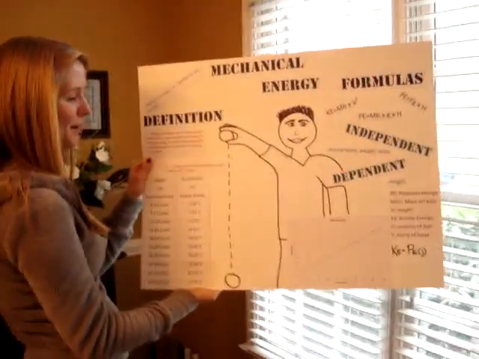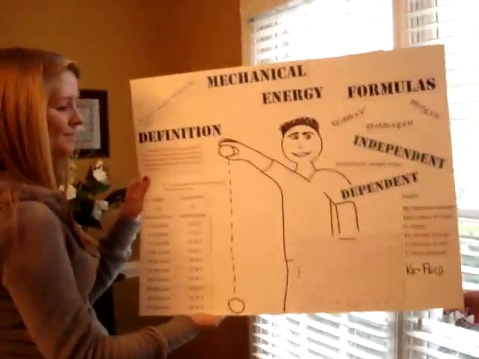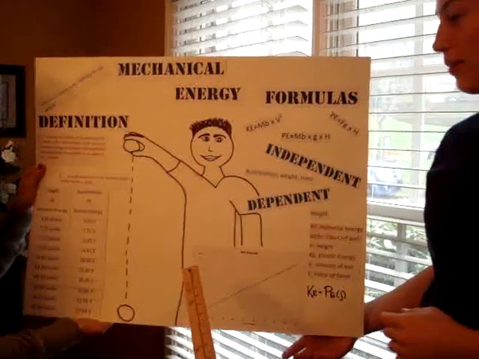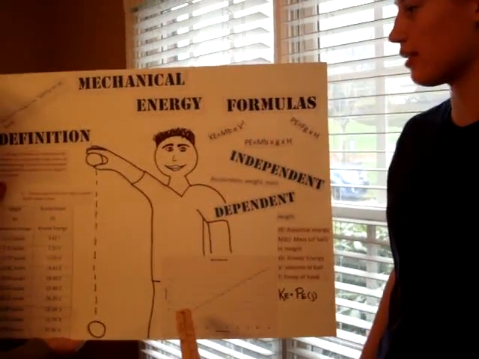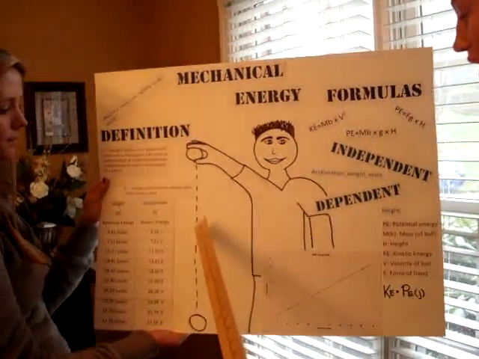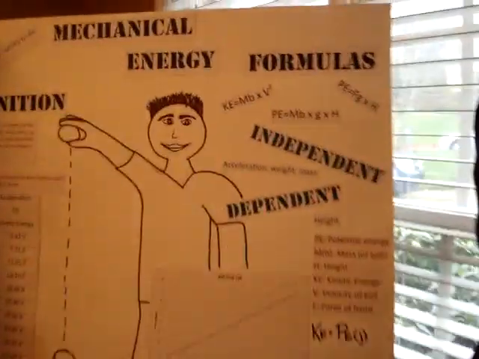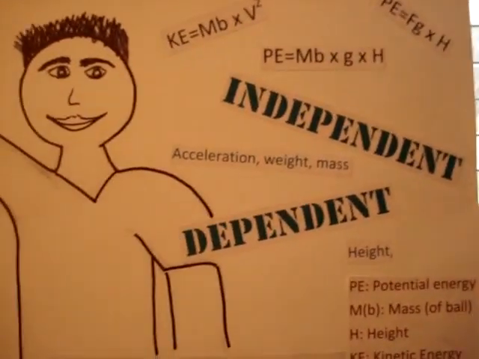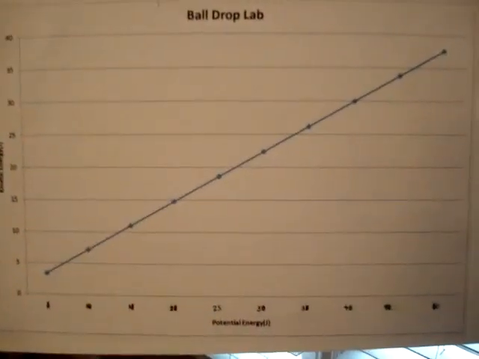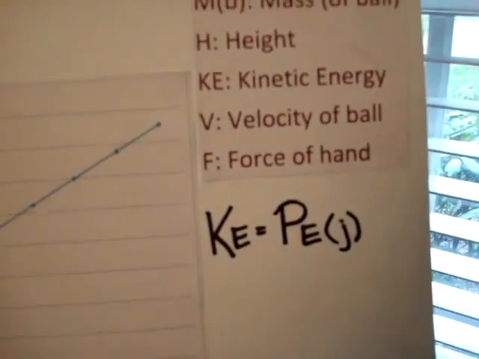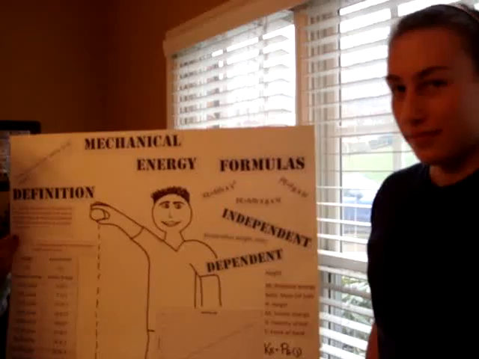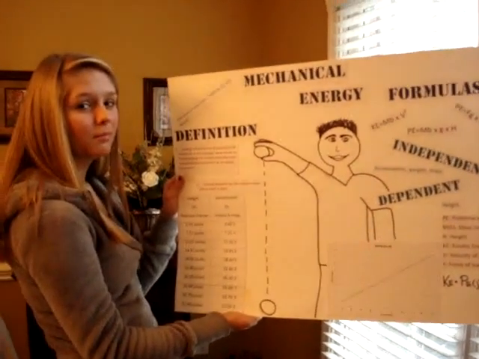And now Melissa's going to tell you about our graph and independent, dependent variables. The point of the lab was to measure different heights and to determine the energy. So our independent variables are acceleration, weight, and mass, which made our dependent changing variable height. And since the potential and kinetic energy were the same numbers, the graph will be directly proportional. The x-axis is potential energy, and the y-axis was kinetic energy, which makes the slope 1 in our equation. Kinetic energy equals potential energy, which is measured in joules. And now we're going to demonstrate our process.